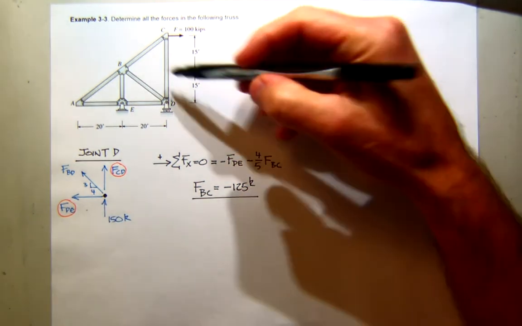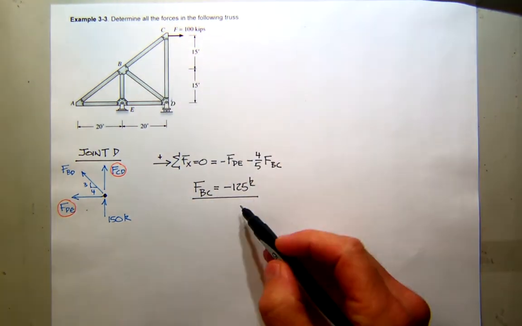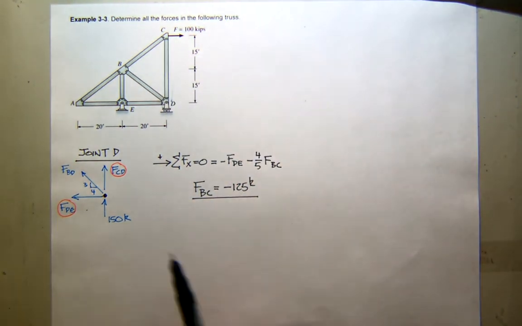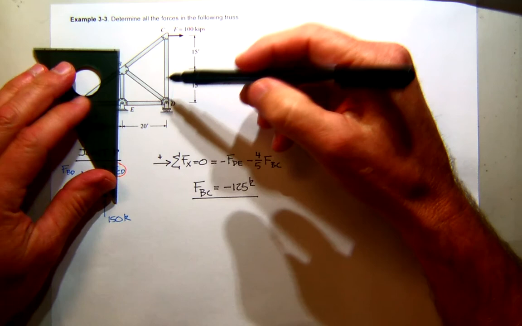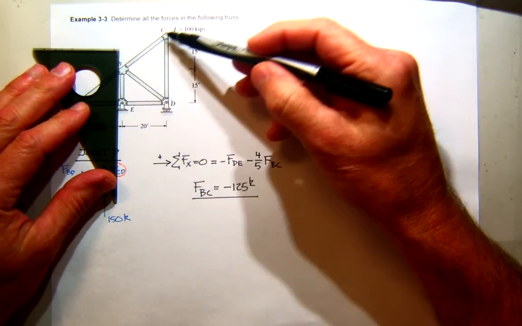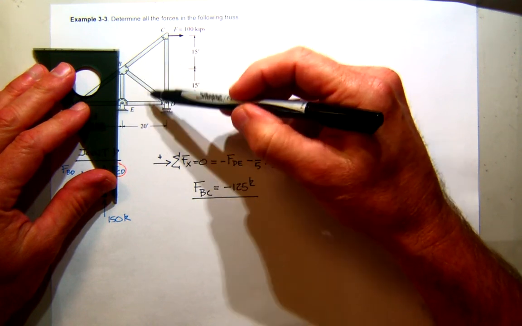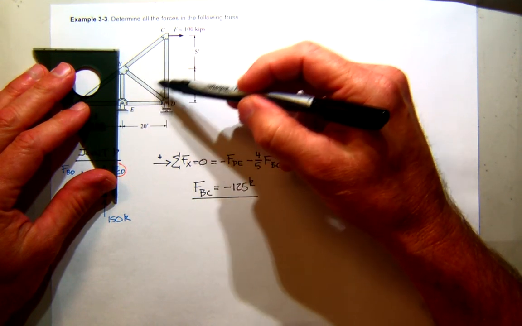Now these are a little harder to visualize sometimes, this diagonal confirming that it's in compression. But I think our general idea that we had before is that as this structure tries to rotate clockwise, all these elements are going to go in tension. It seems reasonable that these would be in possibly compression.